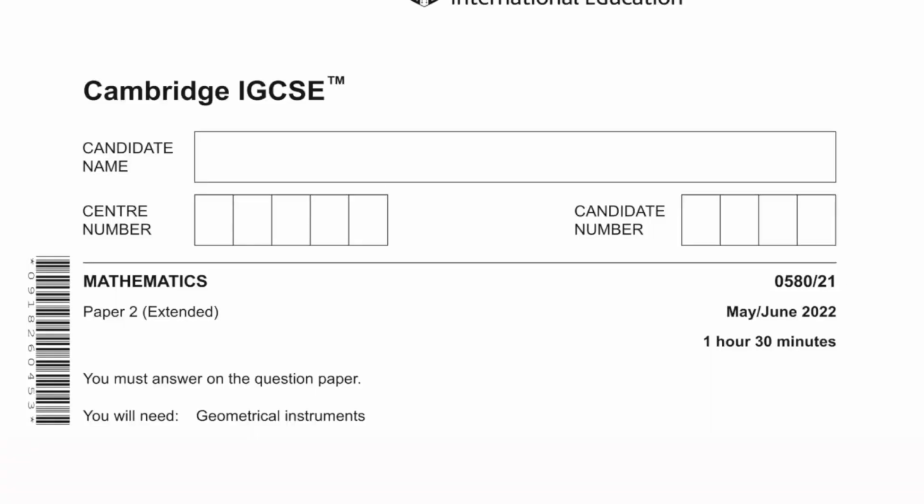So today we are going to do paper code 0580/21, May/June 2022, Paper 2 Extended. So let's start with the first question.